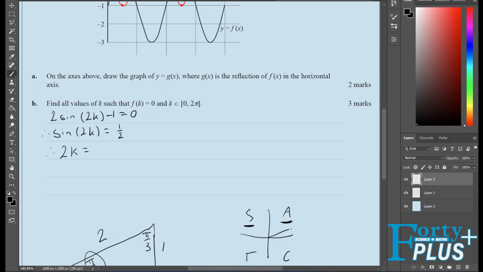So in the first quadrant, we're going to have pi on 6, and then in the second quadrant, we're going to have 5 pi on 6, and then if we add 12 pi on 6 to each of these, because it's the equivalent of 2 pi, we're going to end up with 13 pi on 6 and 17 pi on 6. Now we simplify this, divide both sides by 2. So now it's going to be pi on 12, 5 pi on 12, 13 pi on 12, and 17 pi on 12.